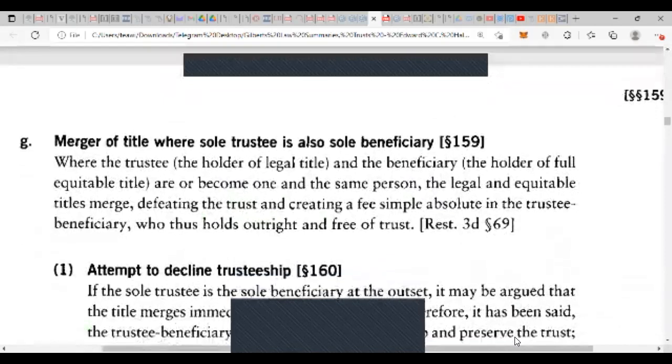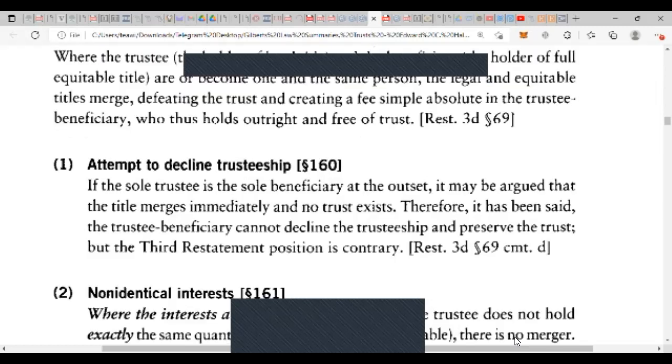G, merger of title where sole trustee is also beneficiary. Where the trustee, the holder of legal title, and the beneficiary, the holder of full equitable title, are or become one and the same person, the legal and equitable title merge, defeating the trust and creating a fee simple absolute in the trustee beneficiary, who thus holds outright and free of trust. Restatement 3D, Section 669. Number 1, attempt to decline trusteeship, Section 160.